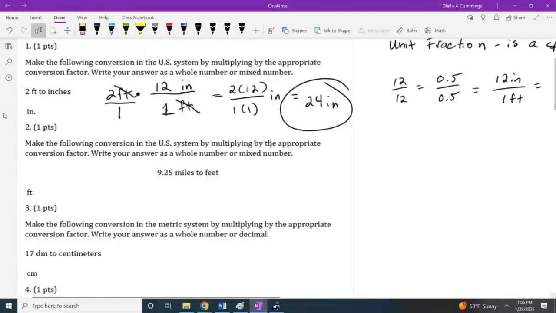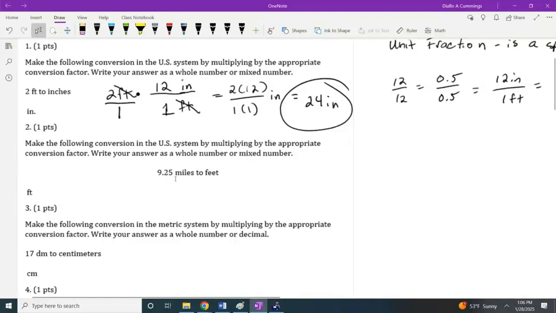All right, problem number 2. It says make the following conversion in the U.S. system by multiplying by the appropriate conversion factor. Write out your answer as a whole number or mixed number. Now you have to be careful with the directions, because if we were to answer this as a decimal, it would mark it incorrect. You have to answer it as either a whole number or a mixed number. So let's look at number 2. And I believe they do this because if you're using Google, it's only going to give you the decimal, not the fraction. All right, but we're going to work around that.